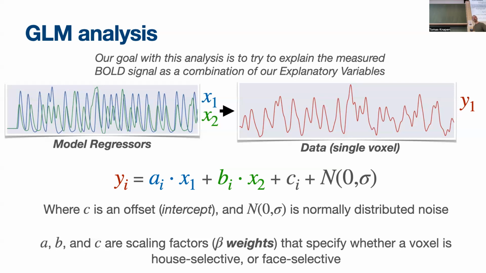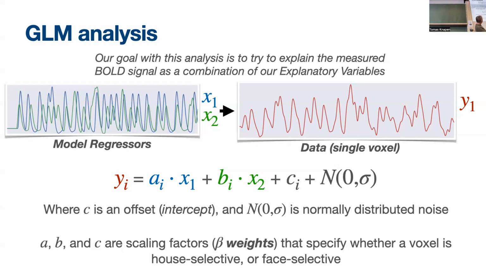Now, each of these A, B, and C are regressors. Even the intercept, which is like a flat line, ones everywhere, is not interesting, but it can be scaled by a factor, right? That's that C.